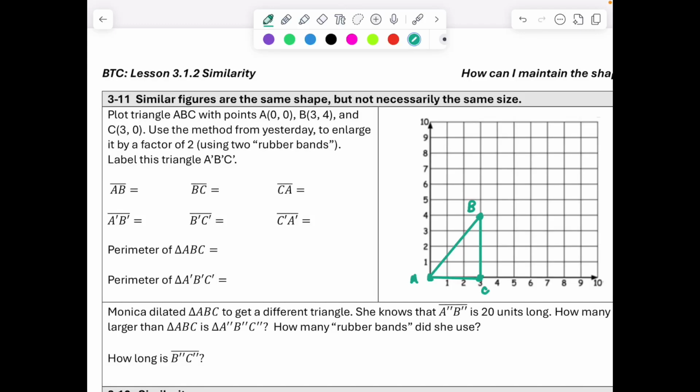This is lesson 312 on similarity. We're going to look at more similar shapes today using the rubber bands, or if your teacher's using tracing paper, they're essentially the same thing. So we are looking at triangle ABC here, which I've already plotted. And we're going to use the method from yesterday to enlarge it by a factor of 2. Okay, so we are making it twice as big.